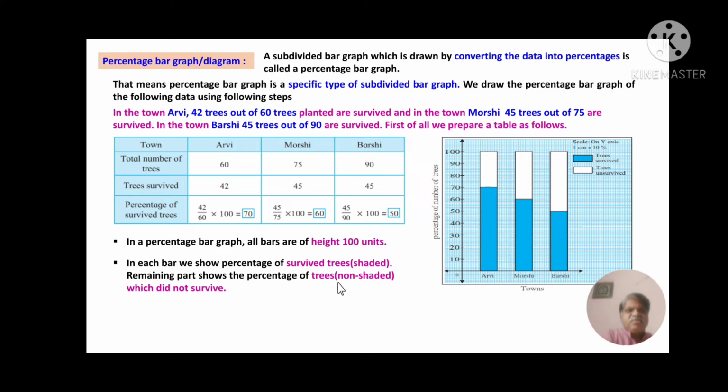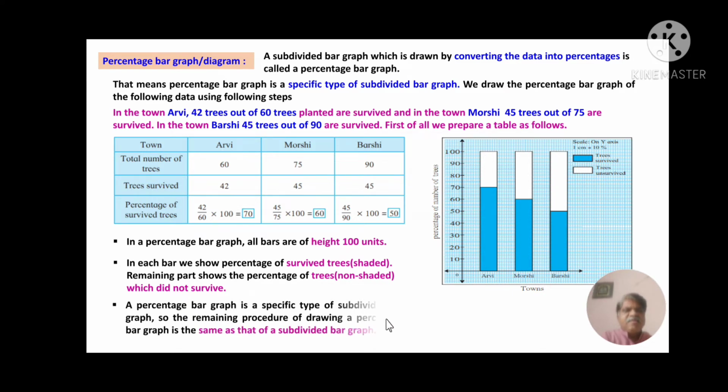The remaining non-shaded part shows the percentage of trees that did not survive. These are the survived and these are the non-survived. A percentage bar graph is a specific type of subdivided bar graph. So the remaining procedure of drawing a percentage bar graph is the same as for a subdivided bar graph. Friends, now I think you understood this one.